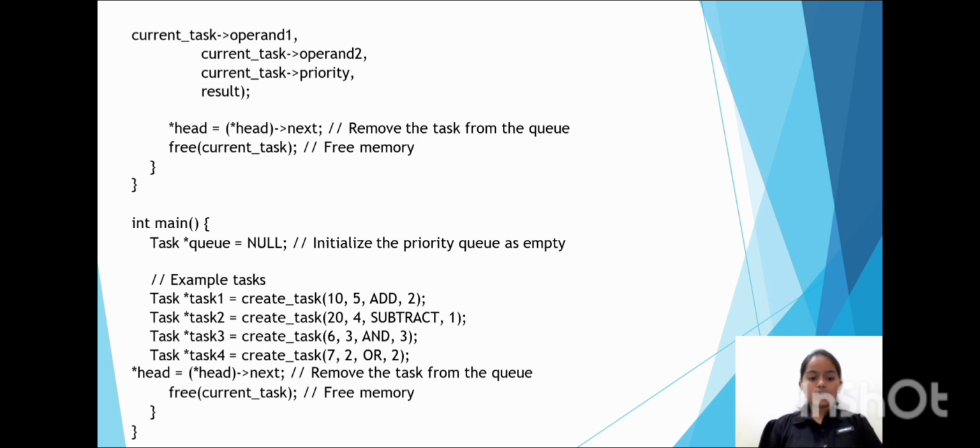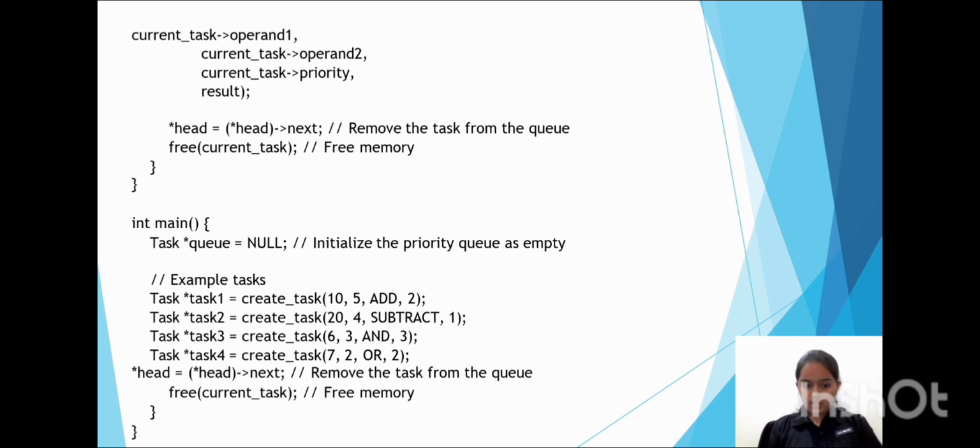Next, example tasks. Task 1 is equal to create task 10, 5, add, 2. Task 2 is equal to create task 20, 4, subtract, 1. Task 3 is equal to create task 6, 3, and, 3. Task 4 is equal to create task 7, 2, or, 2.